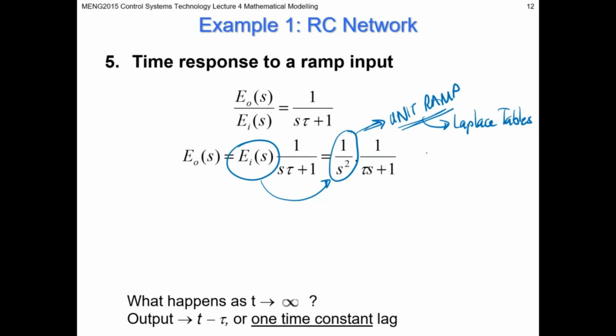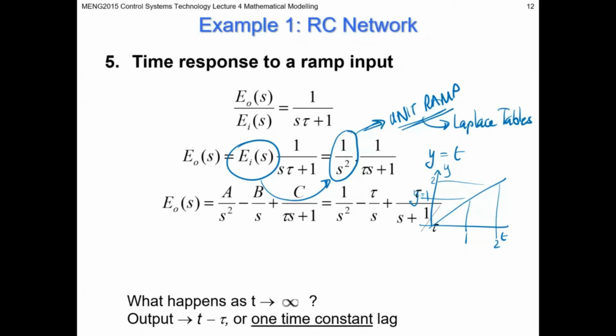All right, so that means that the basic equation is y equals x, or in time terms, y equals t. So your output is always going to be equal to your time. At time 1, y equals 1. Time 2, y equals 2, etc. So that's your unit ramp input.